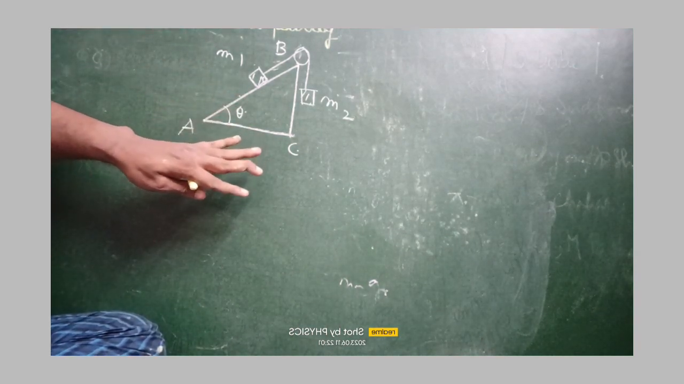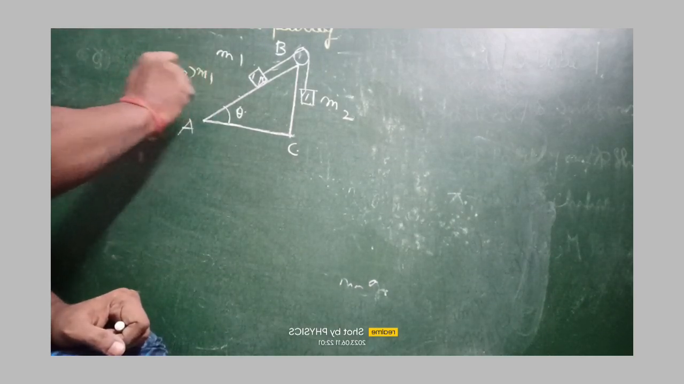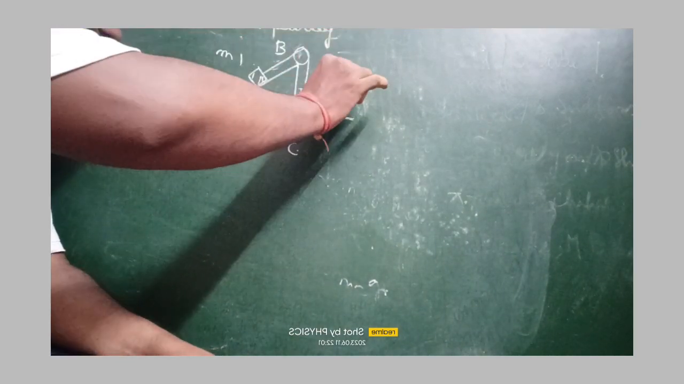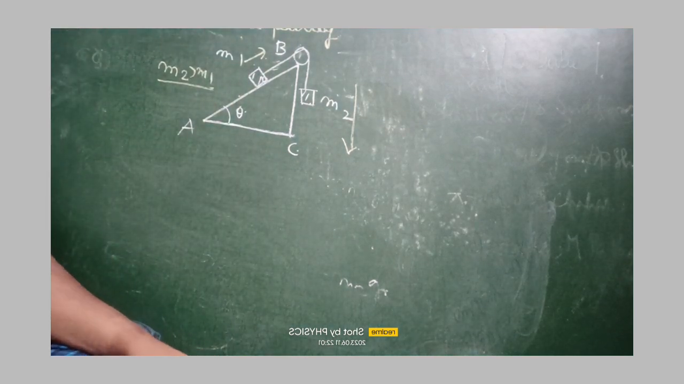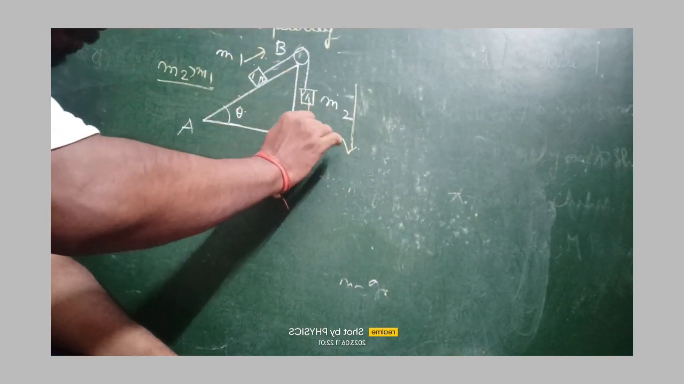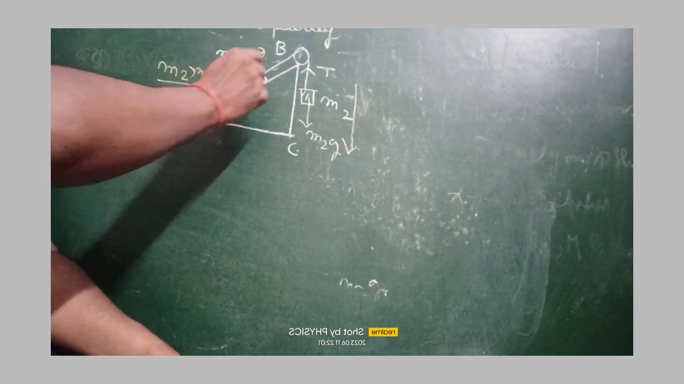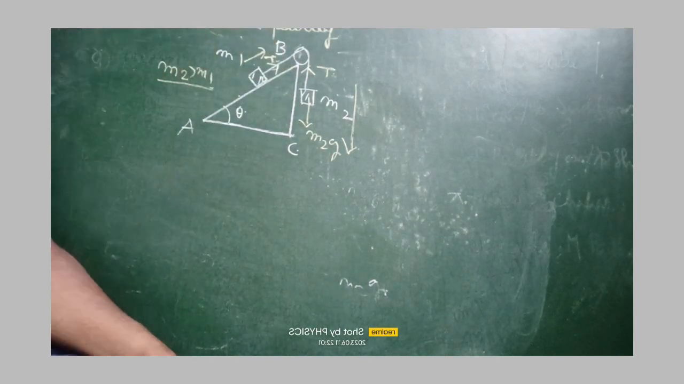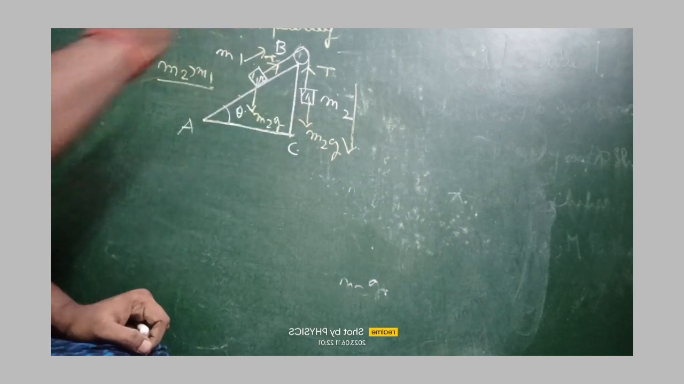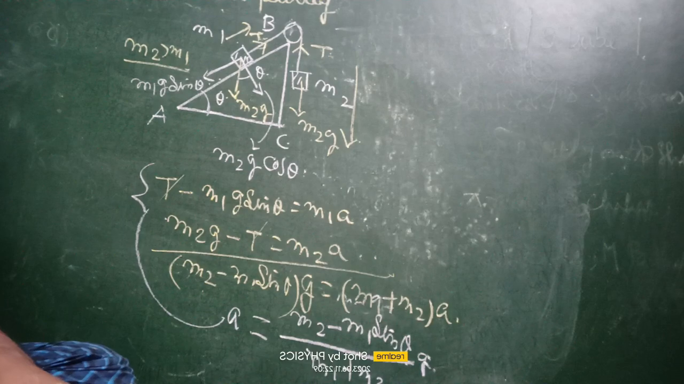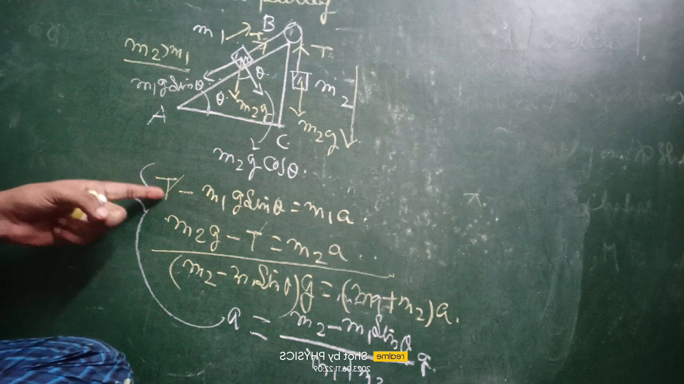Now here is a different condition. Consider M2 is greater than M1. So the movement of the system is in the downward direction, and for that this direction. Now the forces acting on M2 are M2G and the tension in the upward direction T. And for the second, the tension is T, right? Now the weight is acting in that direction, that is M2G.